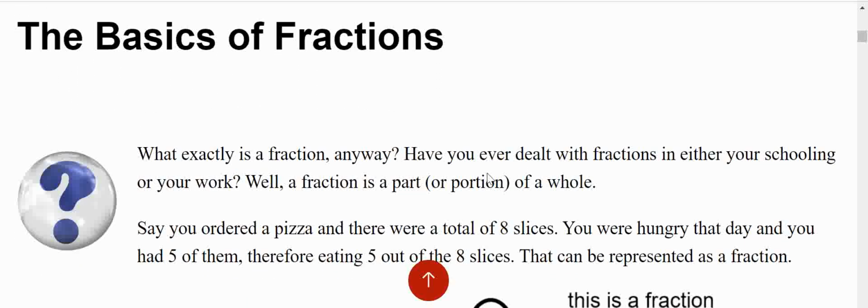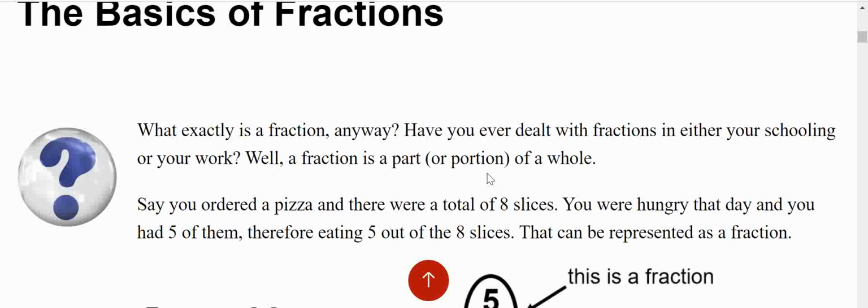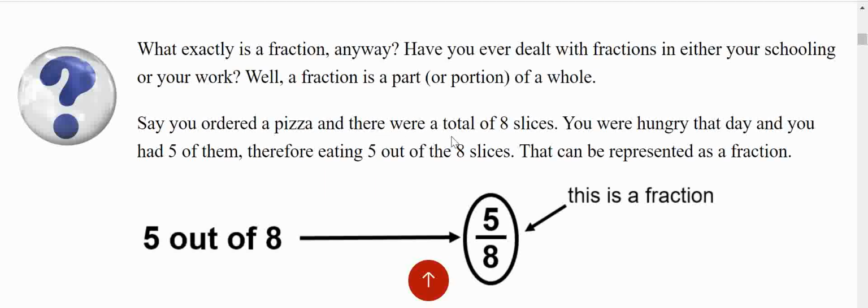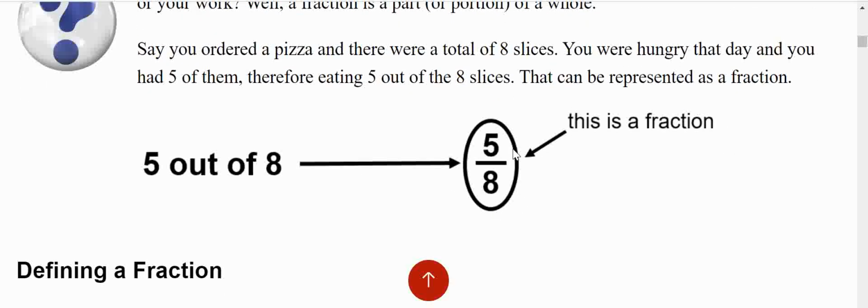What exactly is a fraction anyway? Have you ever dealt with fractions in either your schooling or your work? Well, a fraction is a part or portion of a whole. Say you ordered a pizza, and there were a total of 8 slices. You were hungry that day, and you had 5 of them, therefore eating 5 out of the 8 slices. That can be represented as a fraction. Here we have a fraction, and you read this 5 out of 8.